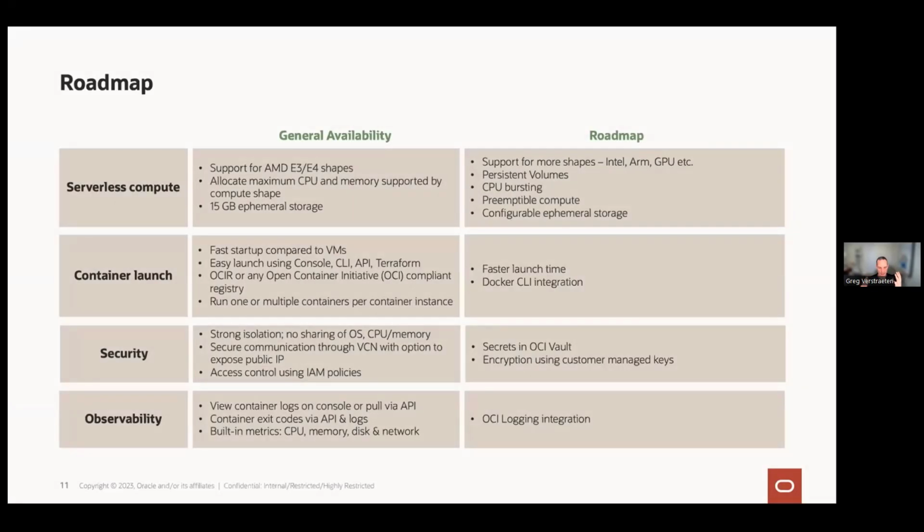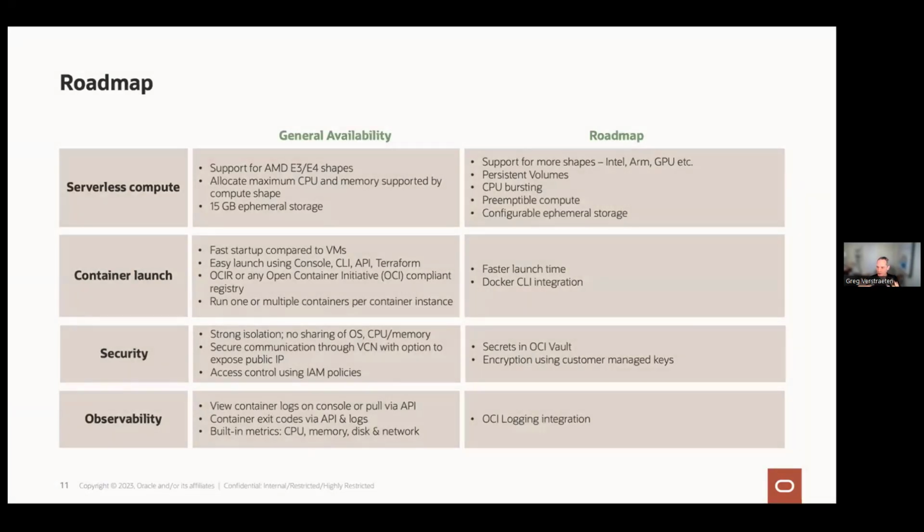We made the choice to support AMD E3 and E4 shapes that provide very good scalability, and along with each container instance, you have ephemeral storage, and we provide 15 gig of ephemeral storage. We have a pretty good startup time compared to VMs. We provide monitoring metrics, so you can monitor your containers and access their logs. So all this we consider the basics to run containers in production.